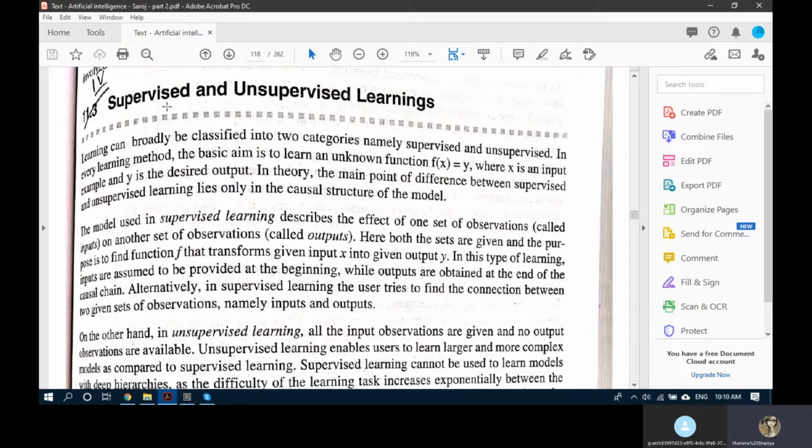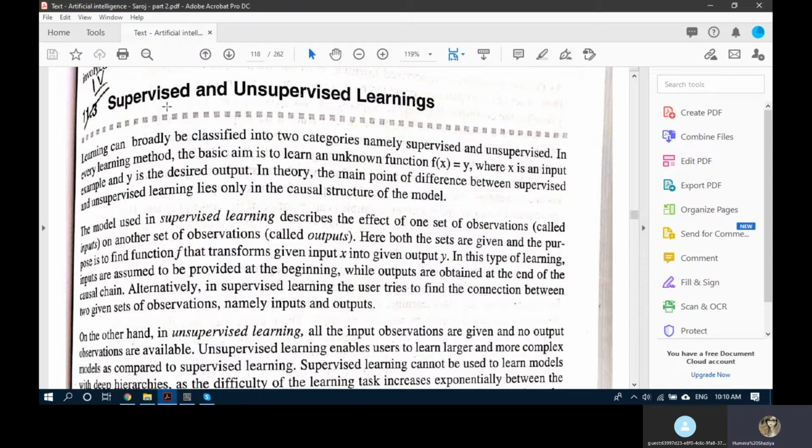Supervised learning analogy can be taken as your teacher will teach you, for instance, A to Z, and then ask you by showing a letter, what letter is that? First they teach you and then they ask you. So teaching is like the training phase, and then asking you is like the testing phase of this supervised learning.